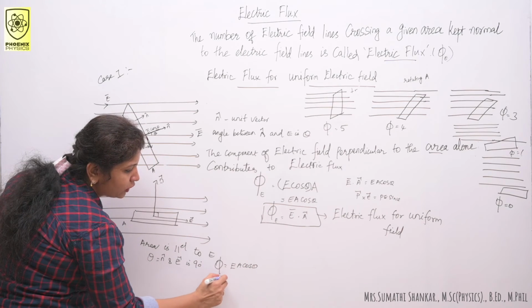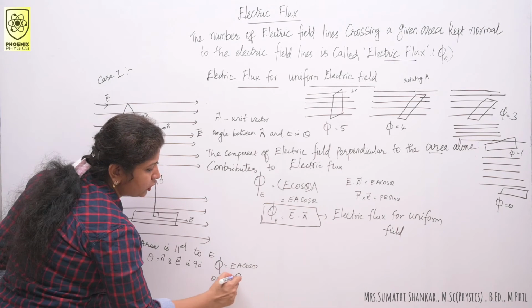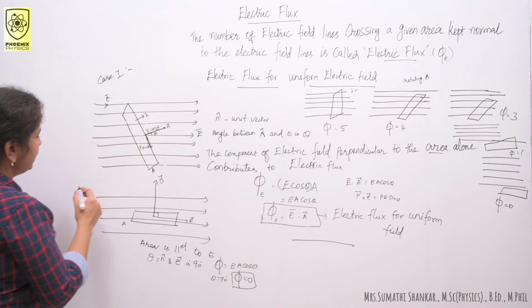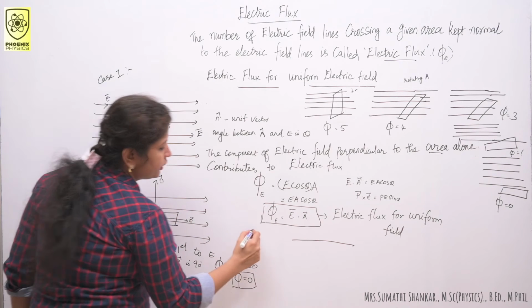Theta is equal to 90 degree means cos 90 is 0. So phi should be 0. This is my case 2. Now case 3.